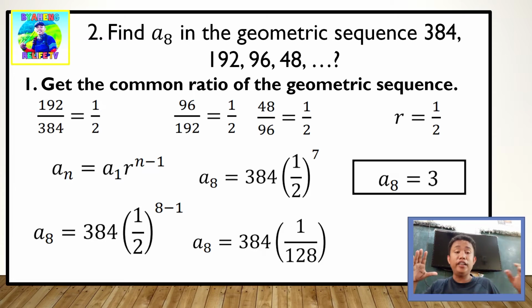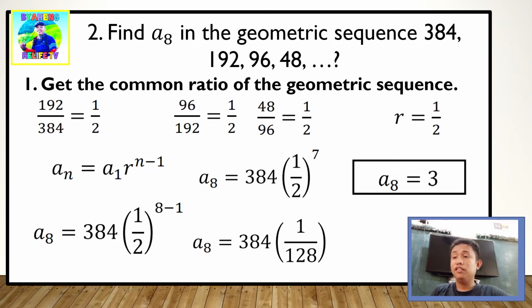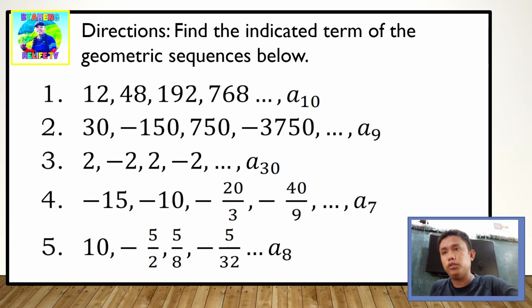So ganun lang gagawin natin, guys. So hanap si r, hanap si n, hanap si first term. So definitely substitute, solve, then may sagot ka na. Okay? So ganun kasimple ang paraan para malaman natin kung ano ba yung mga term natin. We're looking for the term natin base doon sa n niya by using the equation a sub n is equal to a sub 1 times r raised to n minus 1.